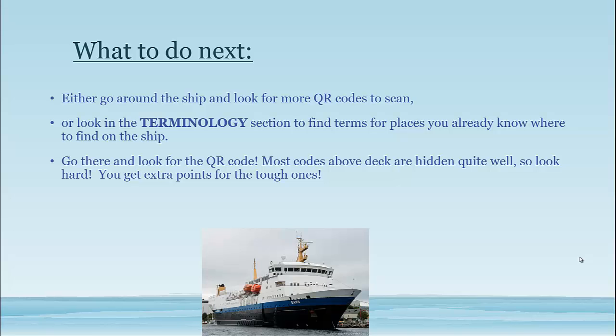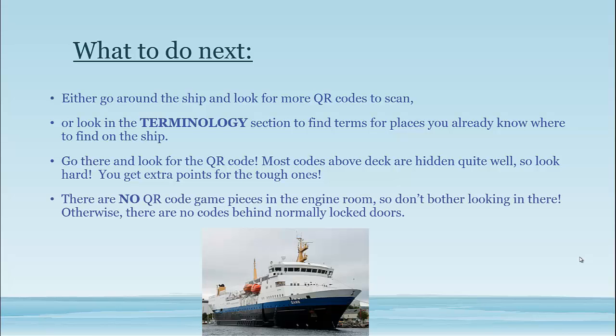Now be forewarned, most codes above deck, where we would normally have passengers, are hidden quite well. So you have to look hard, and the more difficult ones to find, you get more points for, of course. Now, the codes down below deck are pretty much in your face, easy to see, shouldn't be a problem, but you need to know where to go to find them. You need to be able to find the components they refer to.